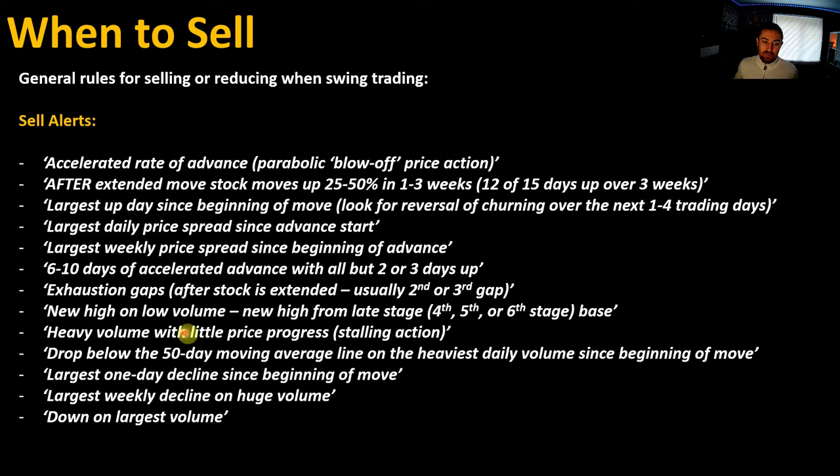New high on low volume, new highs from late stage base, so 4, 5, or 6 stage bases. I'm going to show you that with LUV on the weekly chart. Heavy volume with little price progress, that's kind of stalling churning action. Drop below the 50-day moving average line on the heaviest daily volume since the beginning of the move. That can indicate that there's distribution by larger operators. Largest one-day decline since the beginning of the move and the largest weekly decline on huge volume. Again, institutions potentially offloading their shares. And again, down on largest volume, institutions potentially offloading their shares.